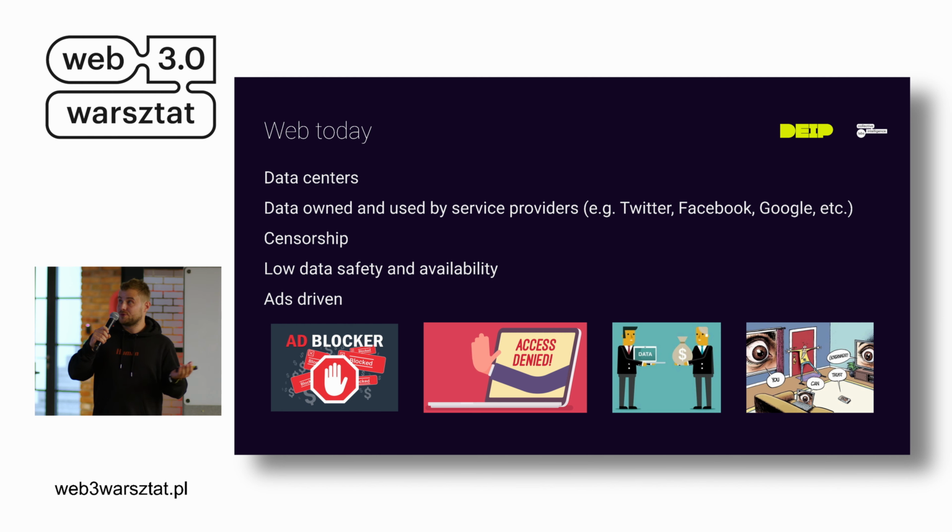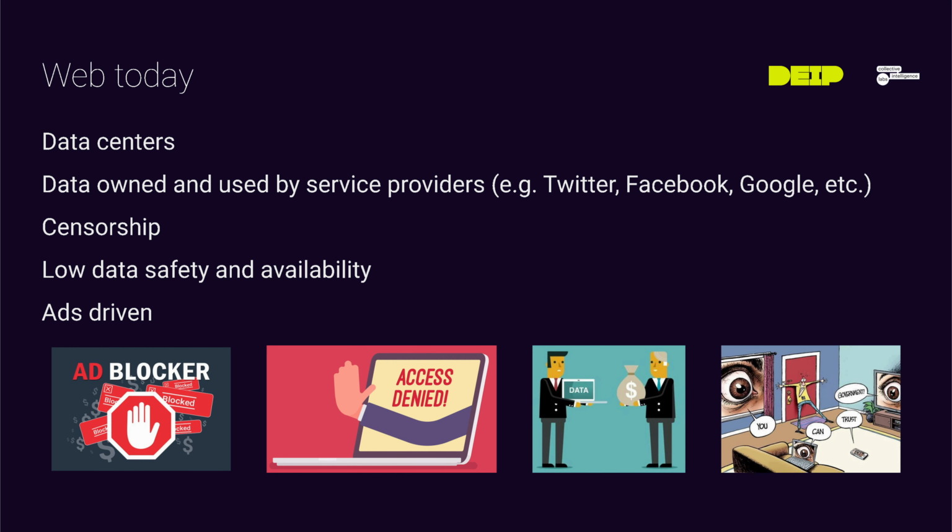And it leads us to the web we have today. It has a lot of good things, but we will see some of the not so good, and we will later see how Web3 addresses them. So what we have today, all web is powered by big data centers, which are centralized data storages that host all the web applications and so on. As I mentioned earlier, all data is owned and used by service providers.